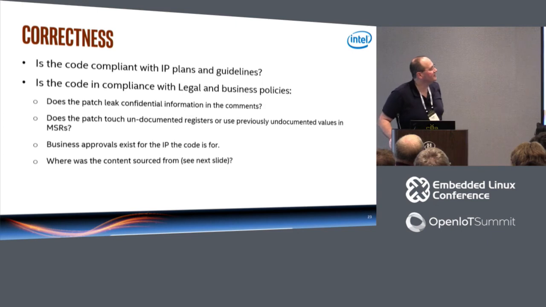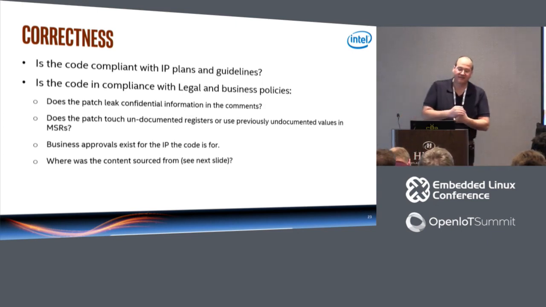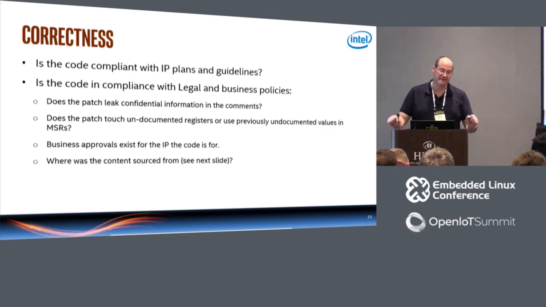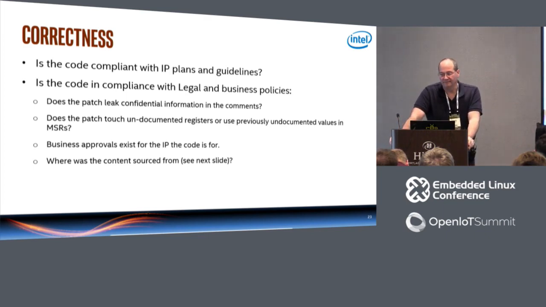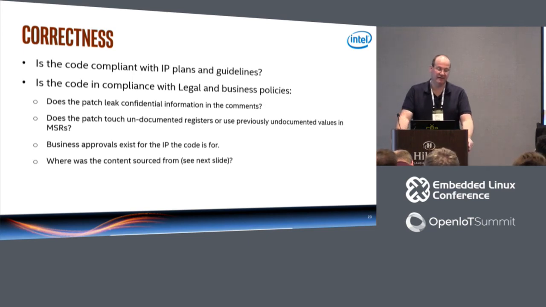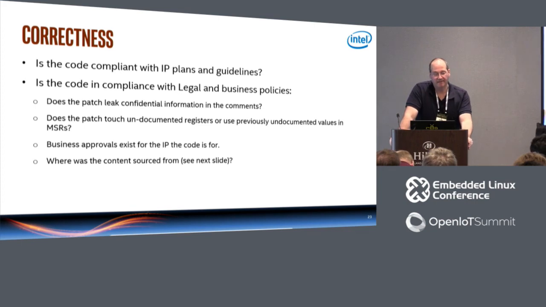Another thing about correctness is whether the code is compliant with your business policy. Is it in compliance with your legal and business policies? Does it leak confidential information? This confidential information could be a customer name, or it could be a code name of a project. You just need to look at the commit comment and ask yourself, is it okay to have this in GPLv2 out in the wild? Even just for the commit comments.